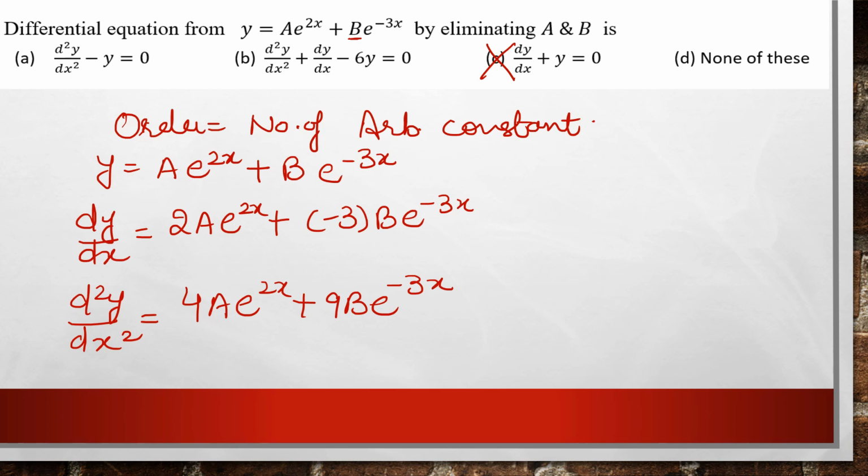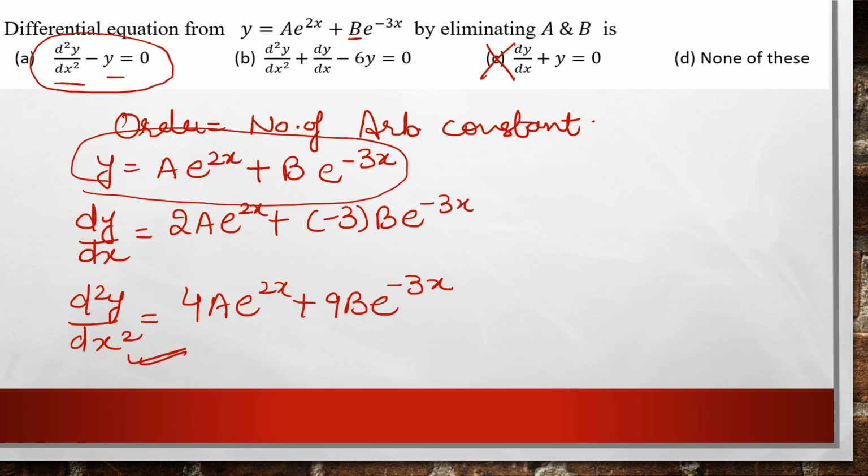Now see, just substitute the value of d square y here and y here. So you can easily see that this equation is not satisfied by this y, right? Because this will not give you 0. Fine, this will not give you 0, so this is incorrect. Now come to the B option.